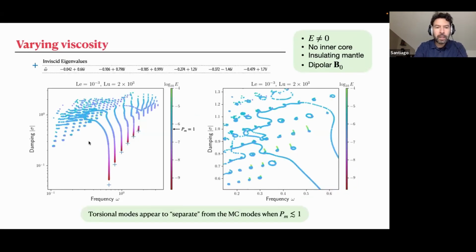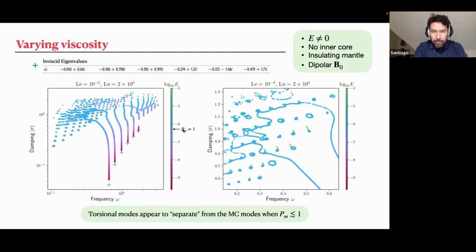And we see that in this plot, if the Alfvén number is too large, then the torsional oscillations do not really exist as a different set. They are actually intermingled with the magneto-Coriolis modes over here, but they only show up when the viscosity is low enough. And we can see a little bit of the crazy trajectory that the torsional oscillation modes follow as the viscosity is decreased. So there is a lot of interaction between modes eventually until they come out from the group of the MC modes.